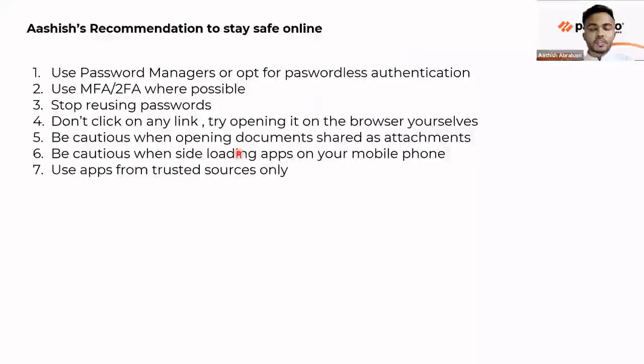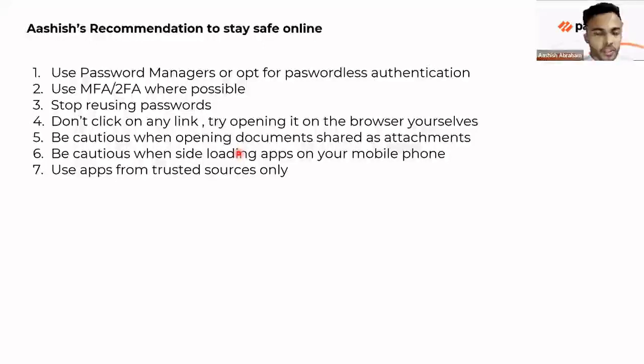So here are some recommendations which I'd like to make. First is using a password manager. Now two questions come here. What if the password manager itself is hacked? Right, that's one question. The other question is, which password manager should I use?